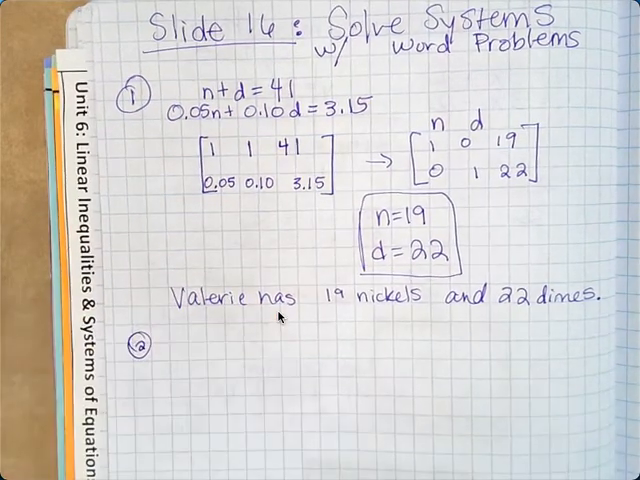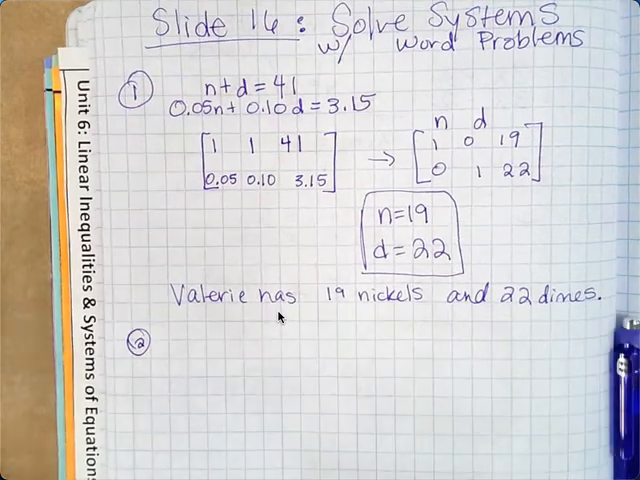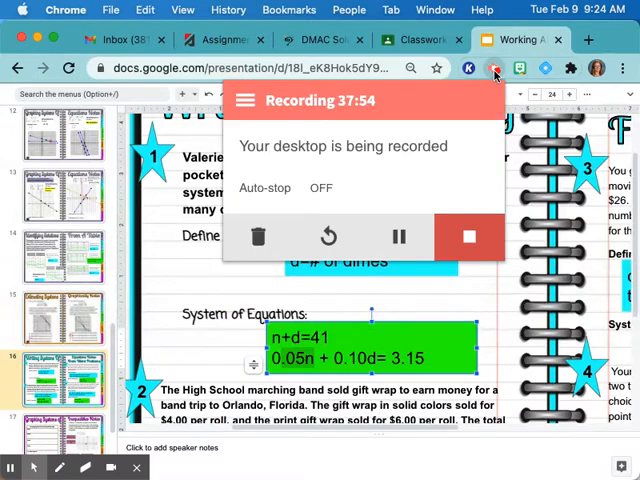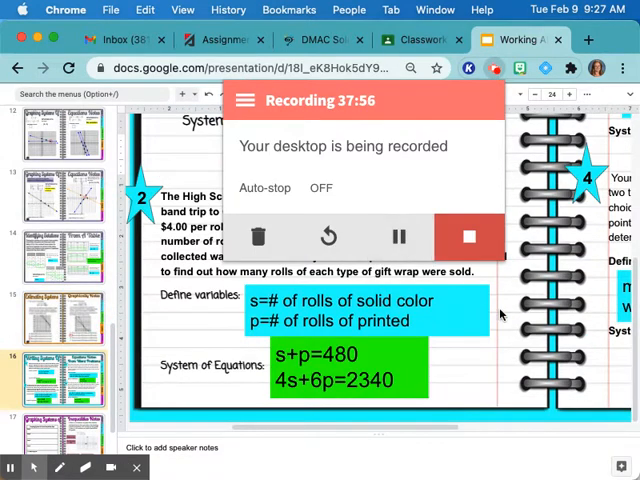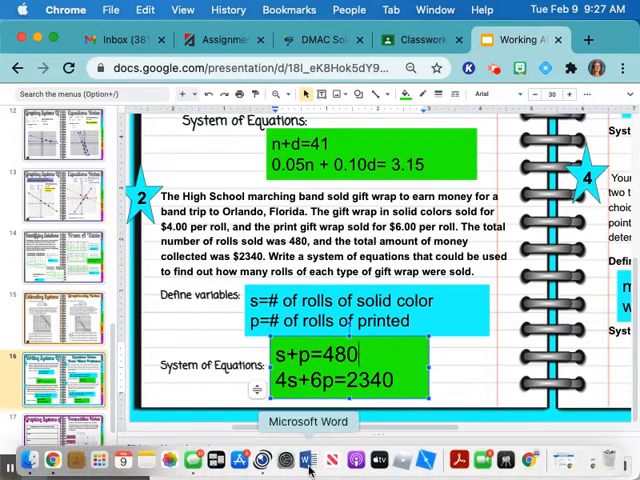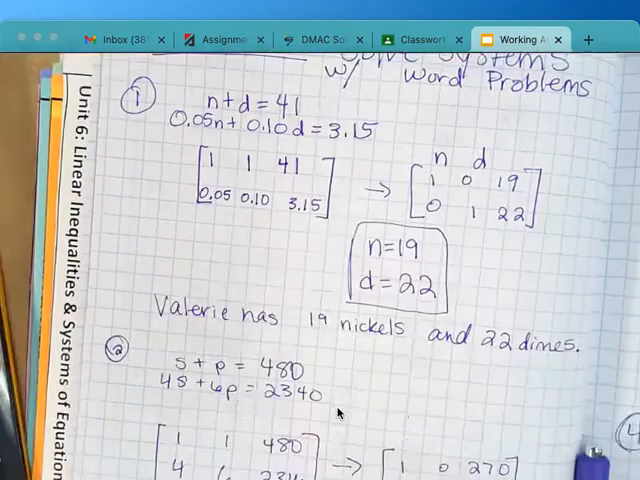Okay, so I want you to do 2, 3, and 4. So I'm going to pause it. Okay, so number 2, we have this system of equations. So you would have written that down, transferred it over to a matrix, and then solved it. So go ahead and do that if you haven't already. So I'm going to show you what that should look like.